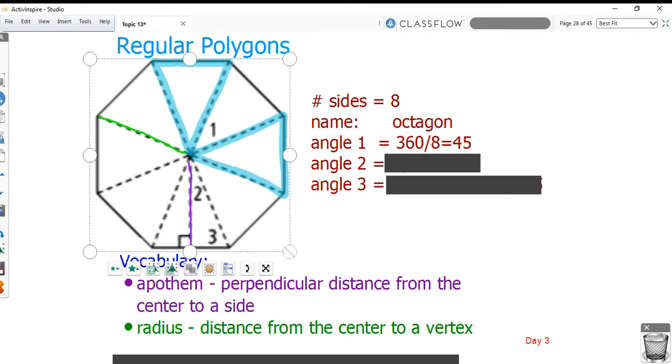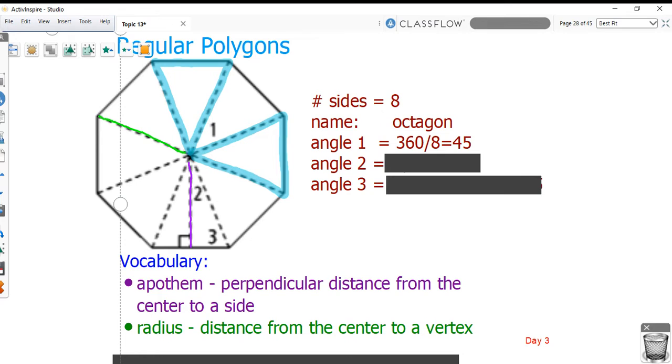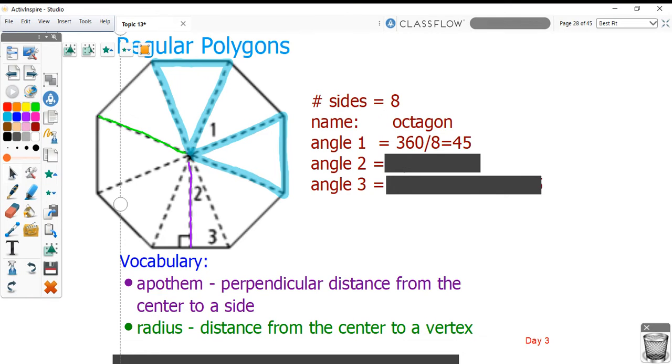Up next, we're looking at angle number 2. Angle number 2 is this one that's down inside of here. You might can barely even see it, so I'm going to use a darker color. There you go, that dark pink right there. That's our angle number 2.